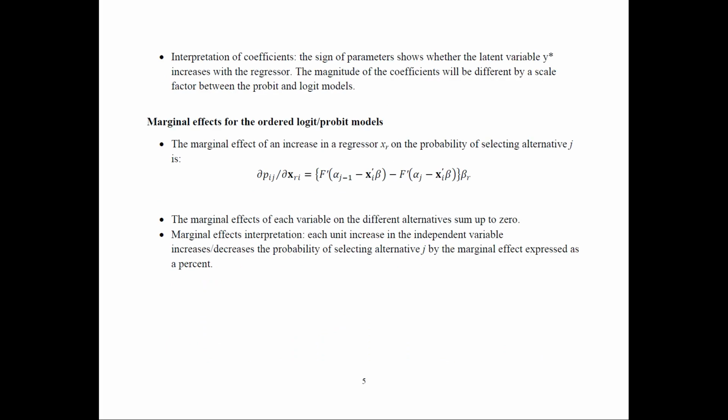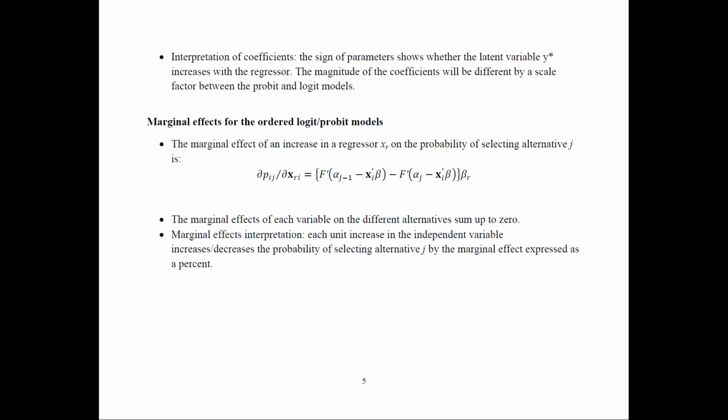So for the interpretation of the coefficients, the sign of the parameter shows whether the latent variable y star increases with the regressor. And the magnitude of the coefficients will be different by a scale factor between the Probit and the Logit model. So again, when you look at results, you will say more likely or less likely, and rather than interpreting a particular outcome, you would say that's more likely to be in the higher categories versus the lower categories. And I will give you an example later on in the next video.